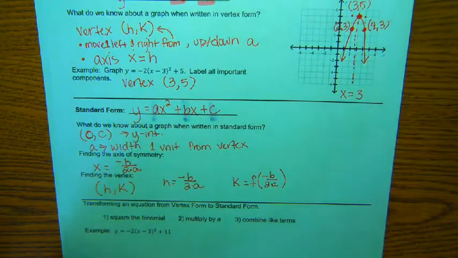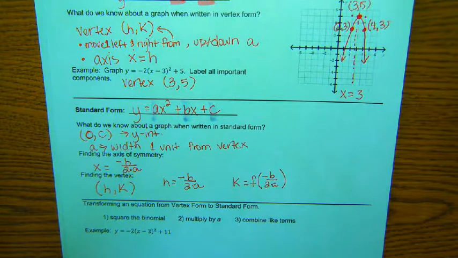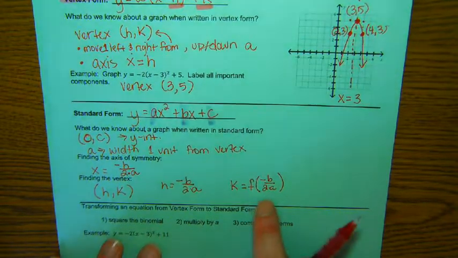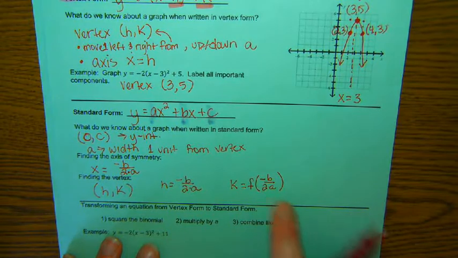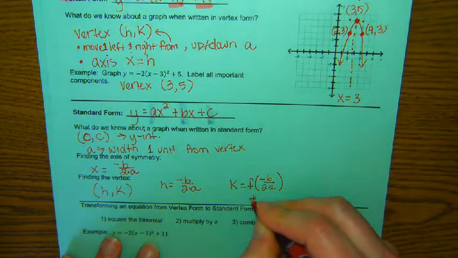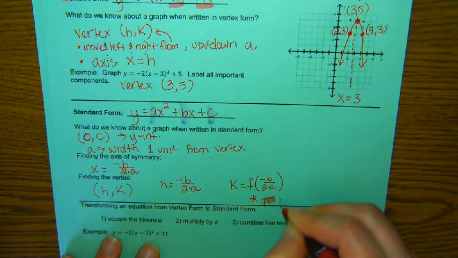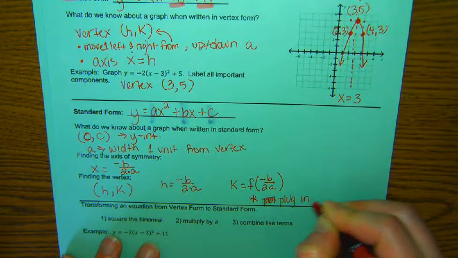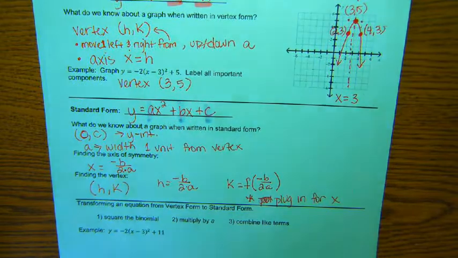Well, what in the world do I mean by that? That seems kind of crazy. f of negative B over 2A. Does anybody know what I mean by that? All that means is, remember f of x notation? All this means is you're going to just plug that in for x. This probably doesn't make a lot of sense until you see it, so that's what we're going to do now.